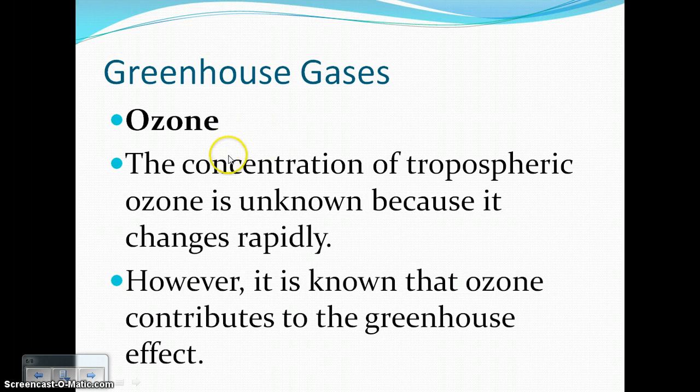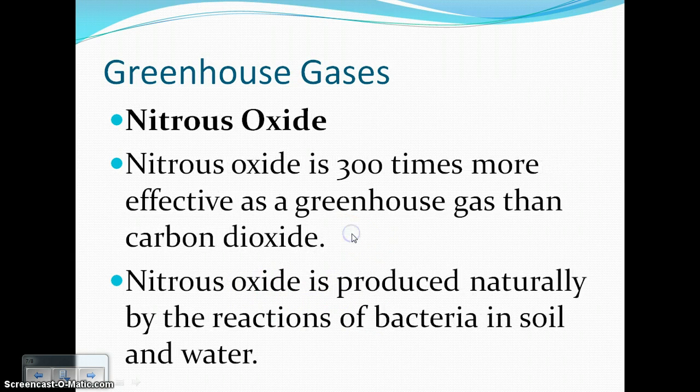Ozone. The concentration of ozone in the troposphere is unknown because it changes quite rapidly. However, scientists do know that ozone contributes to the greenhouse effect. Nitrous oxide. Again, nitrous oxide has a very negative impact on the environment. It's 300 times more effective as a greenhouse gas than carbon dioxide. And nitrous oxide is produced naturally by the reactions of bacteria in soil and water.